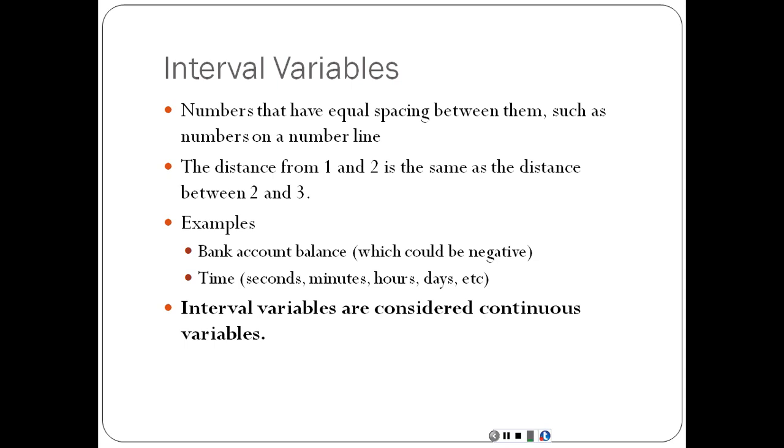Okay? There are also interval variables. Interval variables consist of numbers that have equal spacing between them, such as numbers on a number line, ranging from negative infinity to positive infinity. The distance between 1 and 2 is the same as the distance between 2 and 3, which is the same as the distance between 3 and 4, and so on. Some additional examples of interval variables are bank account balance, which could be negative, and time: seconds, minutes, hours, days, etc. So interval variables are considered continuous variables. These can be both positive and negative numbers.